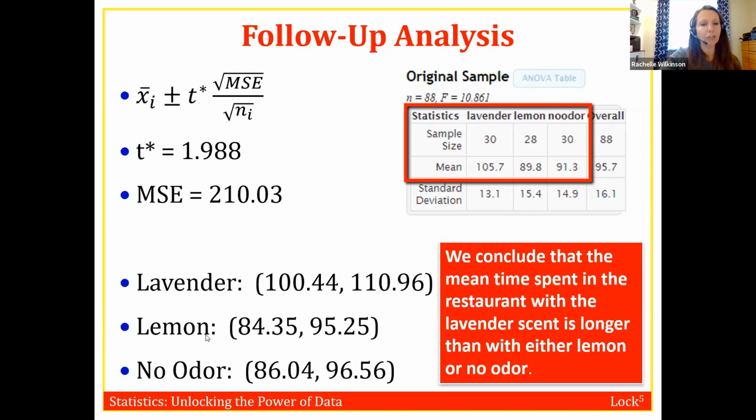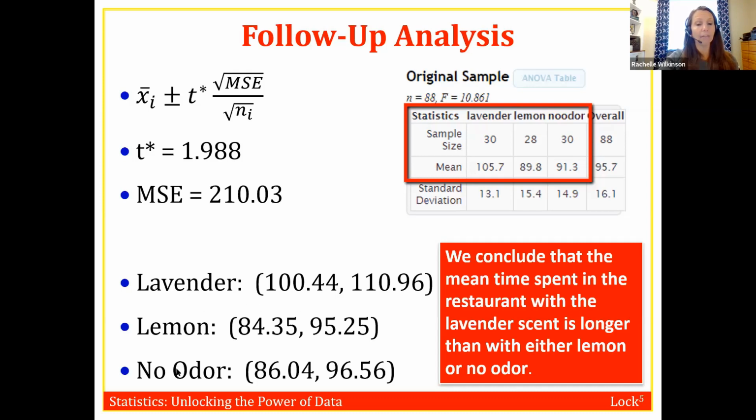So do the lavender and lemon intervals overlap? Do they have any values in common, in other words? Are there any values in the lemon interval that are also in the lavender interval? No, right? So there's no overlap. So that means that lavender is different from lemon, okay? And lavender had a higher mean than lemon based on their numbers.